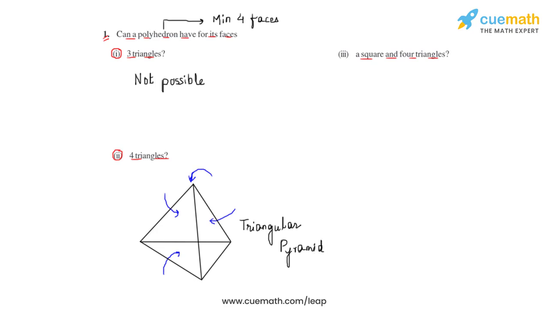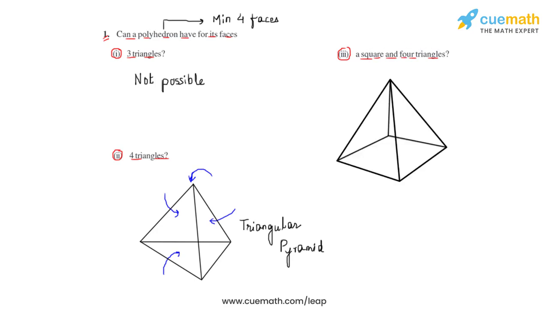Now moving on to the third part. Now there are already 4 faces. One would be a square and the 4 would be triangles. So definitely a polyhedron is possible, as we can see in this figure, which is nothing but a square based pyramid.